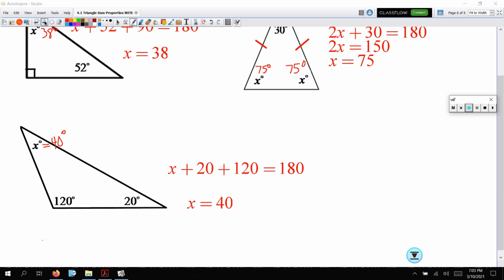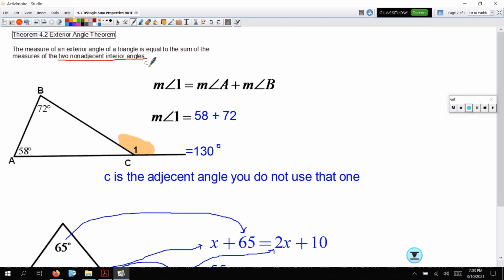All right, now we're going to talk about the exterior angle theorem. What that means is, well, we can read the definition. The measure of an exterior angle of a triangle is equal to the sum of the measure of the two non-adjacent interior angles. Remember, non-adjacent, the two angles that are not next to this exterior angle, okay?